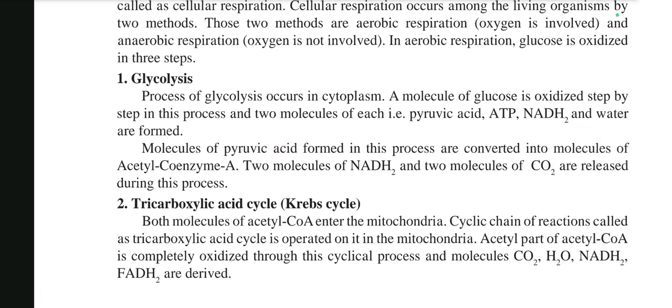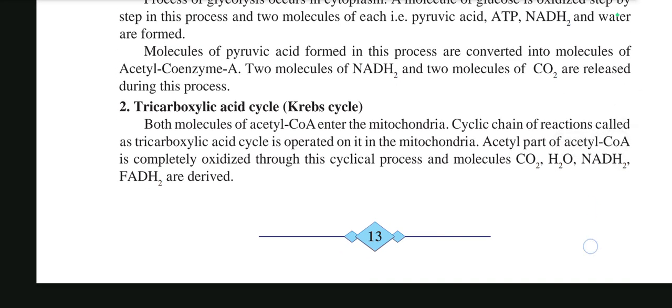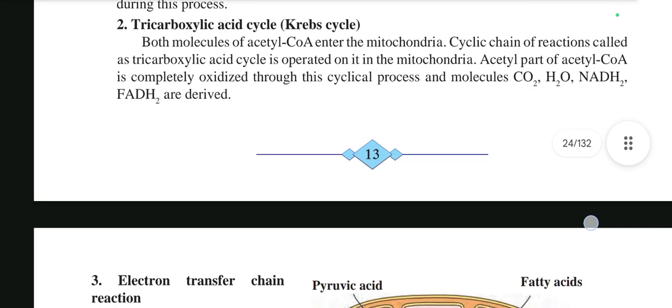The process of glycolysis occurs in the cytoplasm. The cytoplasm of the cell is where glycolysis happens. In this process, a molecule of glucose is oxidized step by step. Two molecules each of pyruvic acid, ATP, NADH2 and water are formed. Then comes the tricarboxylic acid cycle, that is called the Krebs cycle.